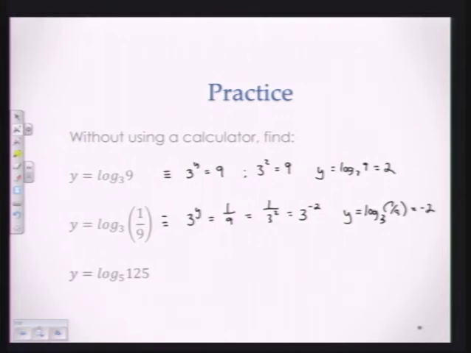And finally, we're looking at y equals the log base 5 of 125. In its exponential equivalent, our base is 5 to the y value equals 125. And hopefully you recall that 5 cubed equals 125. Therefore, y must be 3. So y equals the log base 5 of 125 is y equals 3.